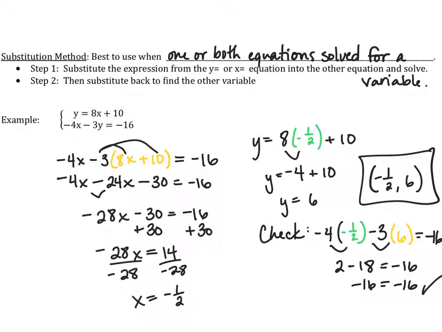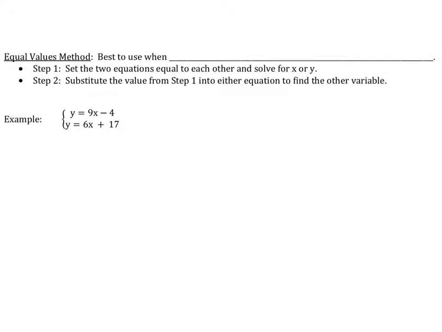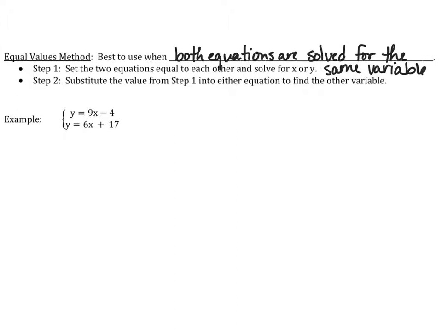So that's the substitution method when I've got a y equals or an x equals or whatever variable you're using at the time. Equal values method is kind of taught separately often, but it's really just substitution. It's best to use when both variables are solved, or both equations are solved for the same variable. You do want to make sure it's the same variable. If you have an x equals and a y equals, equal values method doesn't work.